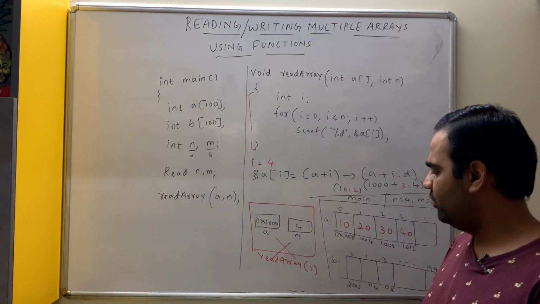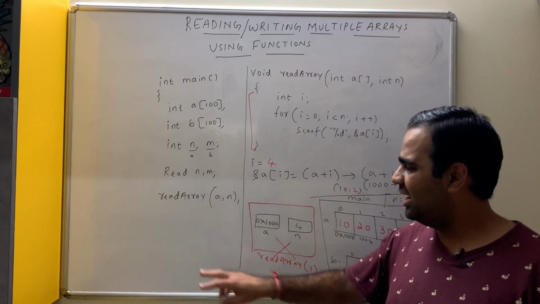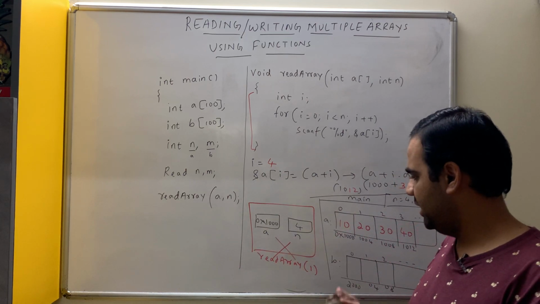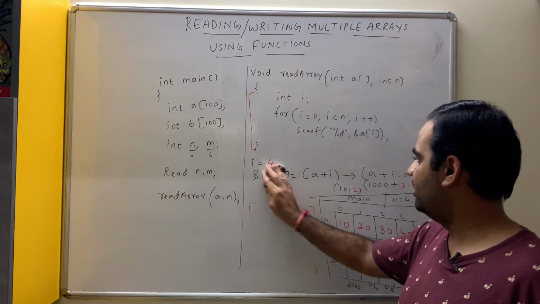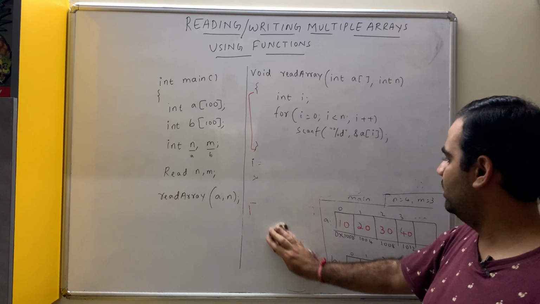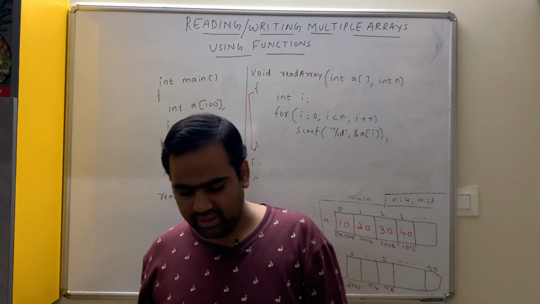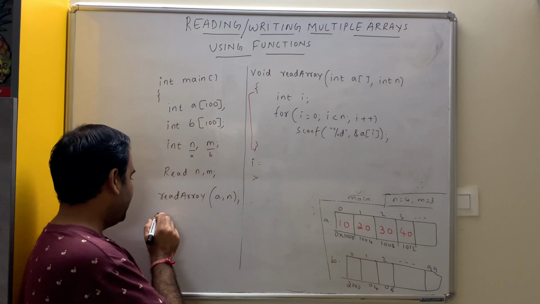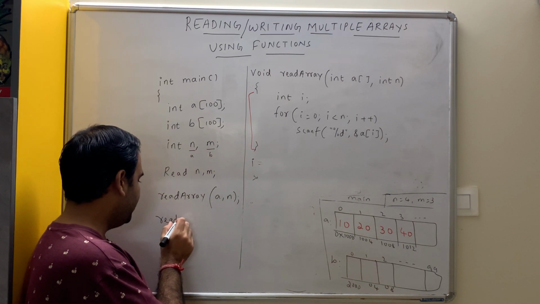You may pause the video over here and make the appropriate notes, and you may leave some 4 to 5 lines in the main. Okay, now this is what has happened with respect to array A. Now we want to read the array B. Therefore, again I call the same function read array.